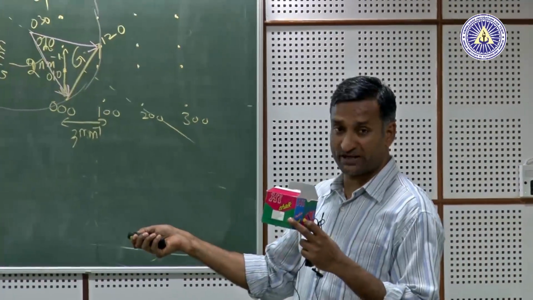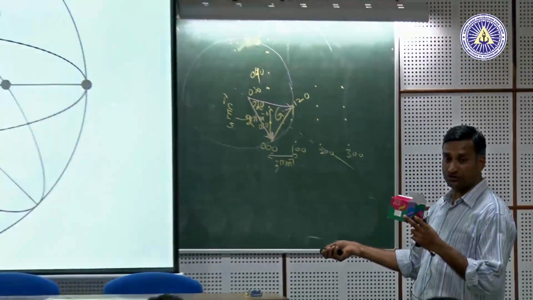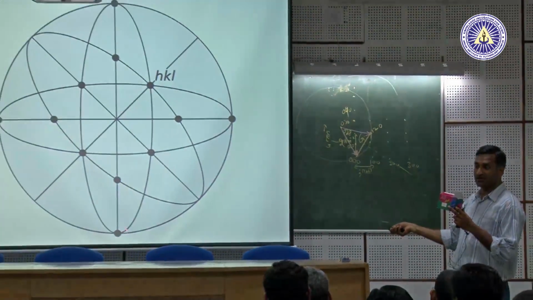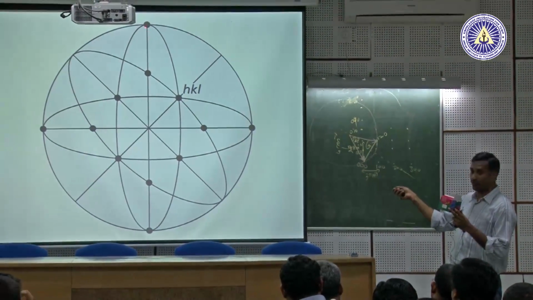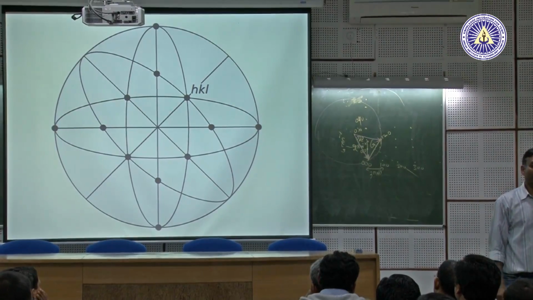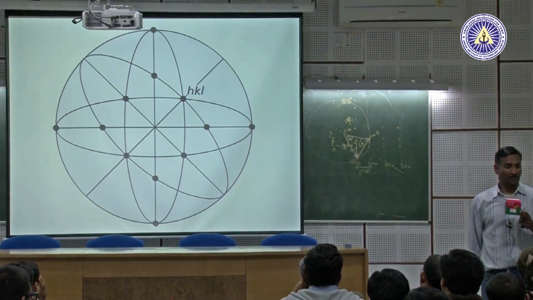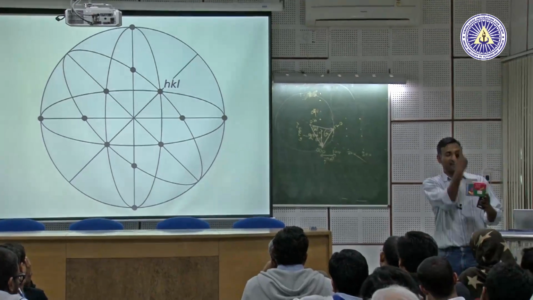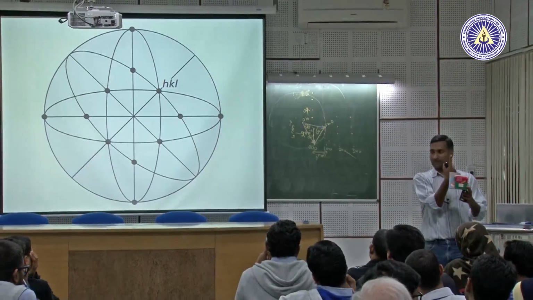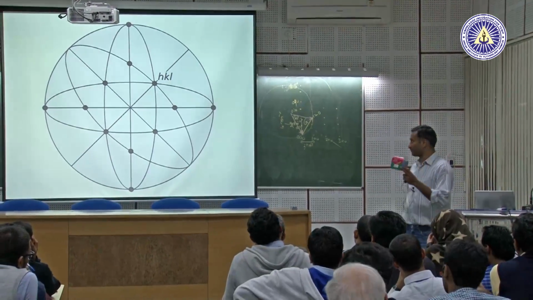What is this point going to be? Minus 100. Very good. What is this point going to be? 0 1 0, and this is going to be 0 minus 1 0. And what is this point going to be? 0 0 1, because it is the z axis, which is perpendicular to the 0 0 1 plane and perpendicular to the 0 0 minus 1 plane.